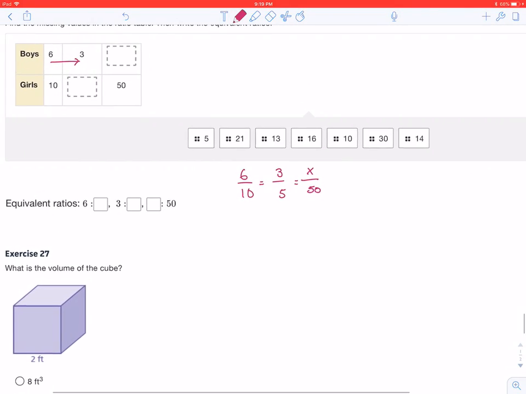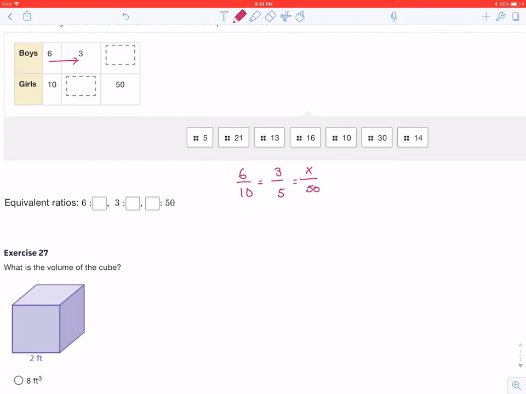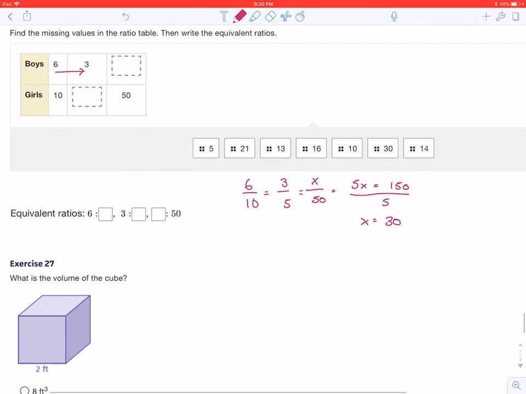Well, we have the 3/5 there. We can find the cross product. 5 times X is equal to 5X, and then 3 times 50 is equal to 150. And then divide both sides by 5 leaves you that X is equal to 30 girls.